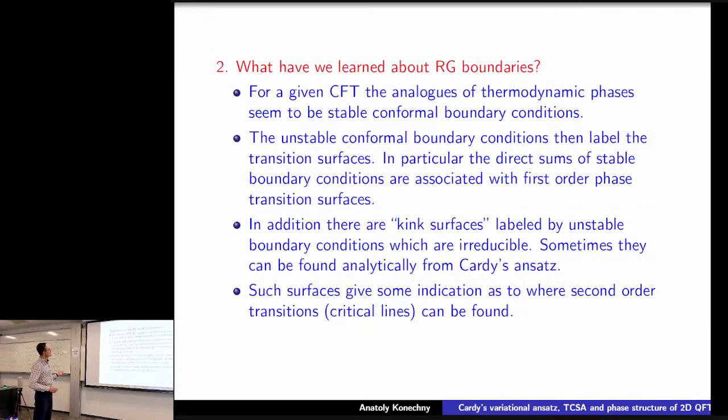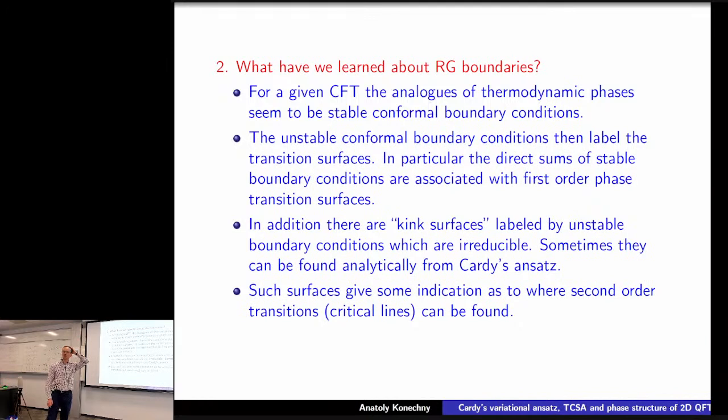And so to summarize what I've learned about the RG boundaries: yes, the analogs of thermodynamic phases seem to be the stable conformal boundary conditions. The unstable ones label transition surfaces, which could be first order phase transitions, where I would have a superposition of the boundaries, but there are also other ones that are irreducible but unstable, which give rise to my kink surfaces, and they give you some theoretical indication of where your new critical lines are.